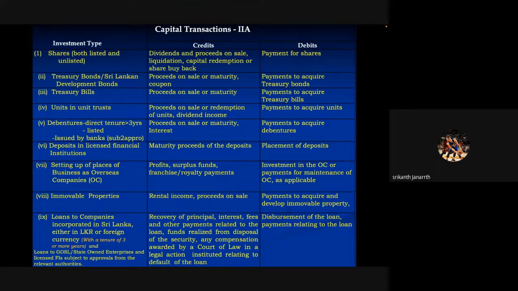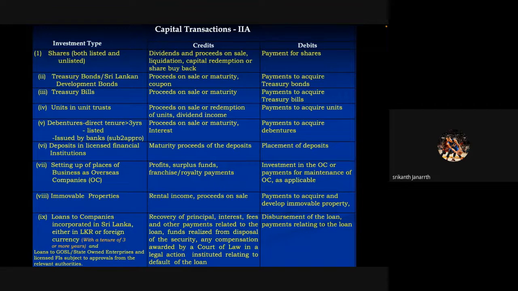Also, with the recent changes last March, even the government can borrow from a foreign investor, subject to the relevant authority. They have to get the permission. Government-related organizations and even banks can also borrow from a foreign investor, subject to approval from the relevant authority. So you can see the entire portfolio of investment permitted to a foreign investor.